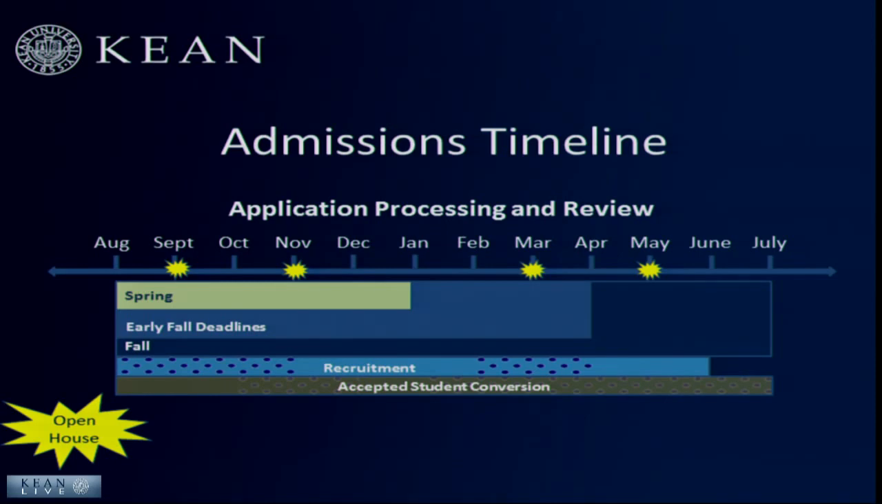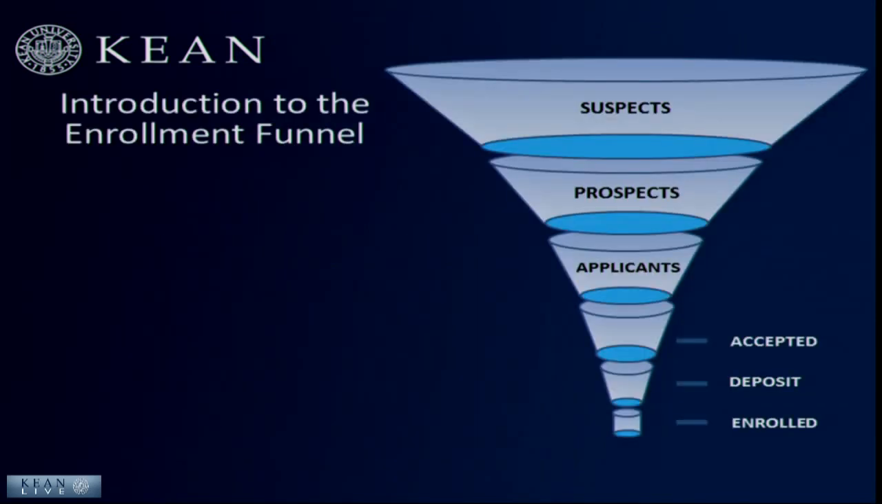All right, every step of the way, we want to make sure that they are locked in, and Kean is the right choice for them if we identify them as a potential student. Okay, so the funnel. This is what I'm going to reference a lot today. The funnel is basically every step of the way a student has to take to become an enrolled student.